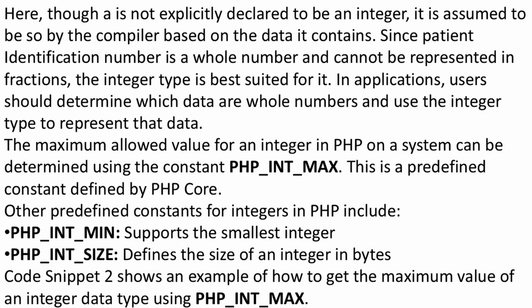Code Snippet 2, which comes next, shows an example of how to retrieve the maximum integer value using PHP_INT_MAX. This helps programmers understand the limits of numerical operations in their PHP programs and avoid integer overflow errors when dealing with very large numbers.